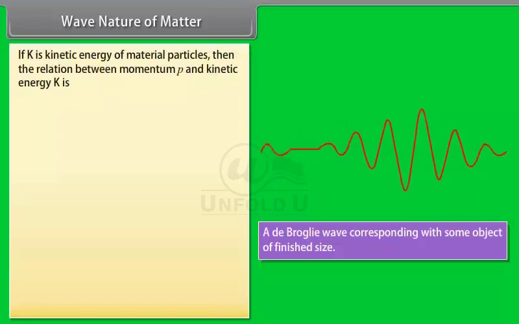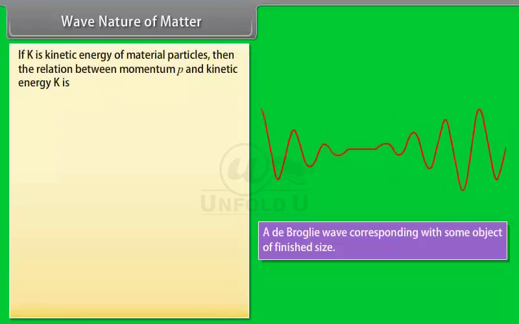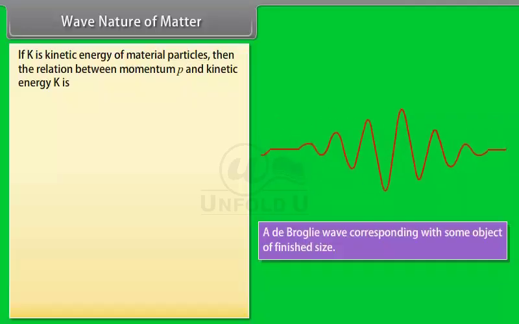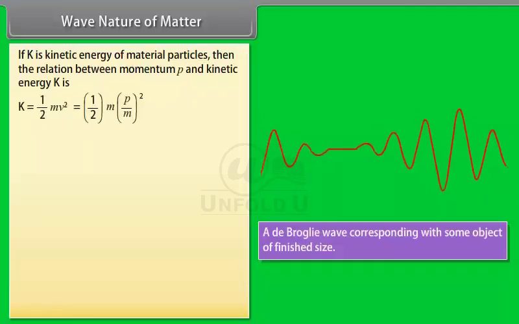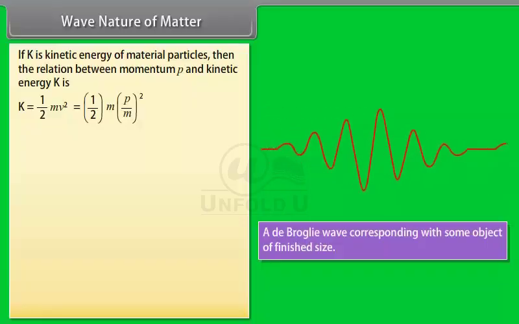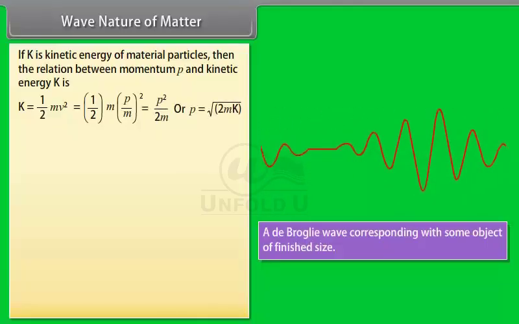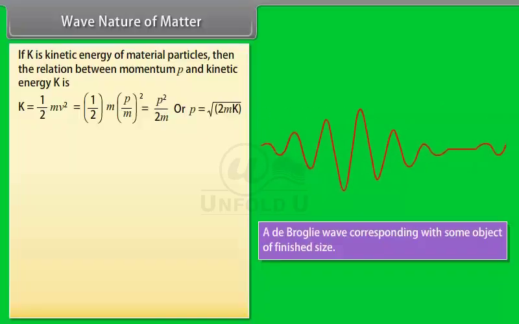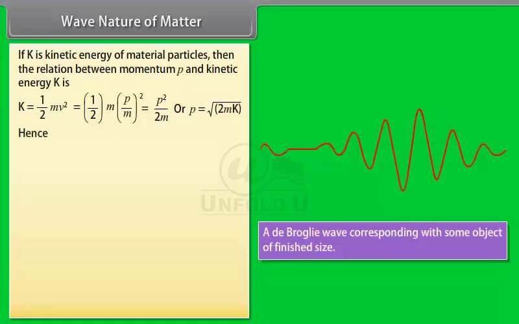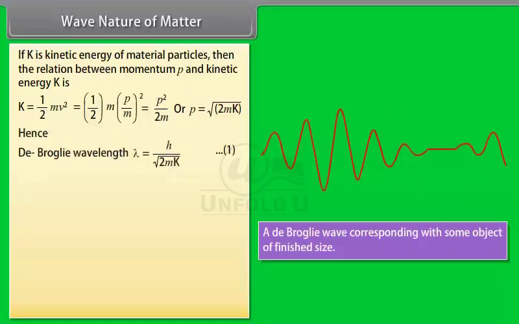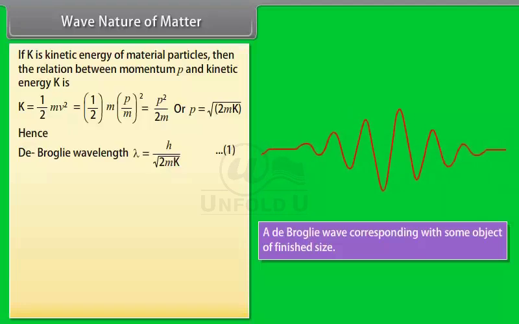If k is kinetic energy of material particles, then the relation between momentum p and kinetic energy k is k is 1 by 2 mv square, which is equal to 1 by 2 into m into p by m square, which equals p square by 2m, or p as square root of 2mk. Hence, de Broglie wavelength lambda is equal to h by square root of 2mk, name it as 1.